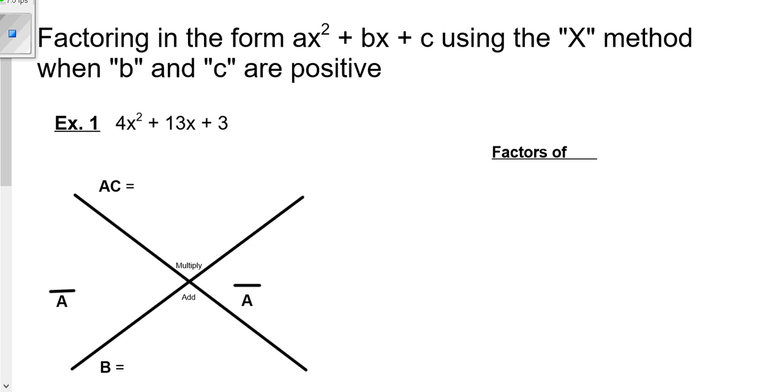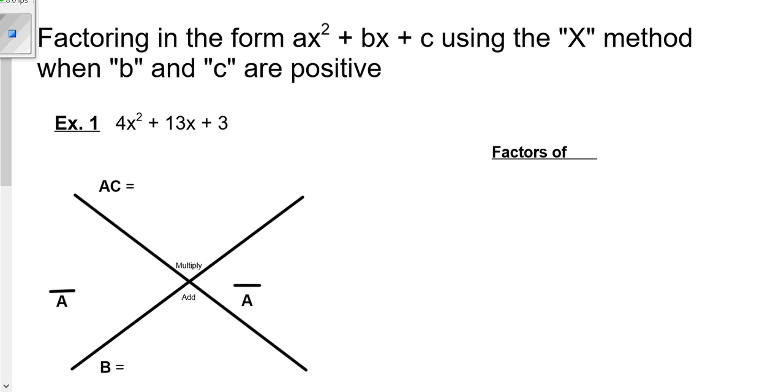So let's get started. Our first example is 4x squared plus 13x plus 3. Now, as you can see in your X picture, you have A's, B's, and C's, and we are factoring in the form of ax squared plus bx plus c. So the first thing we need to do is identify what our A, B, and C are.